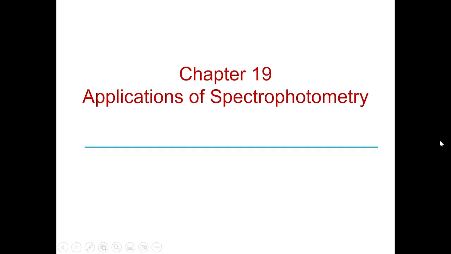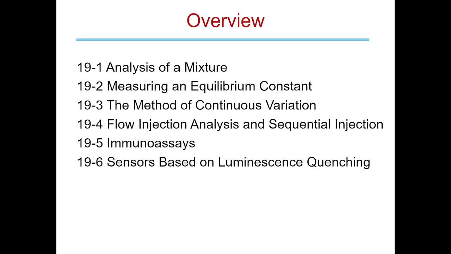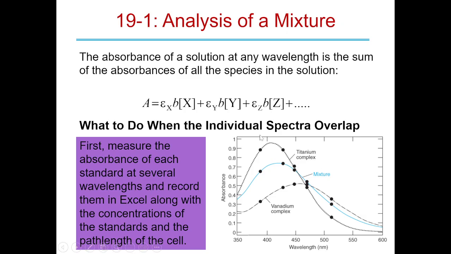All right, so this is some of the applications of spectrophotometry. The absorbance of a solution at any wavelength is going to be the sum of the absorbances of all the species in the solution. That's pretty straightforward, right? So if you have 3 species that absorb at that wavelength, what is the overall absorbance of the solution? The sum of those 3 things, right?